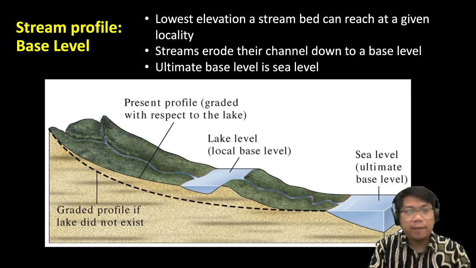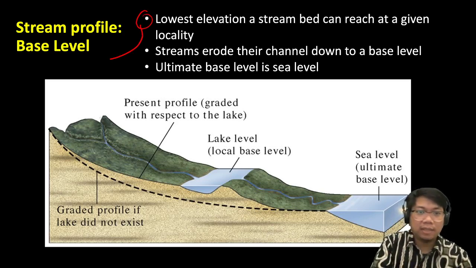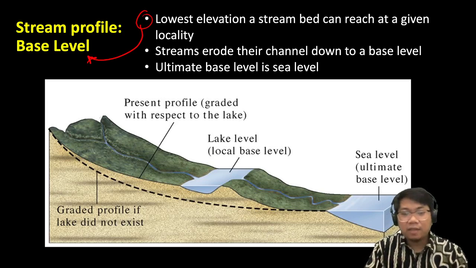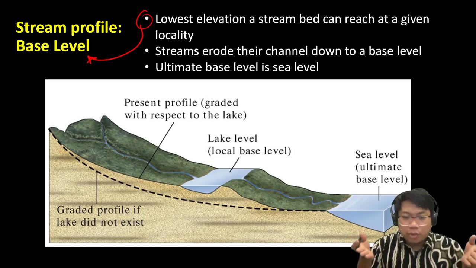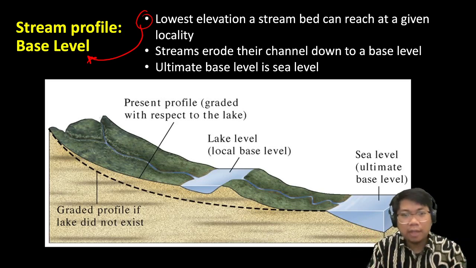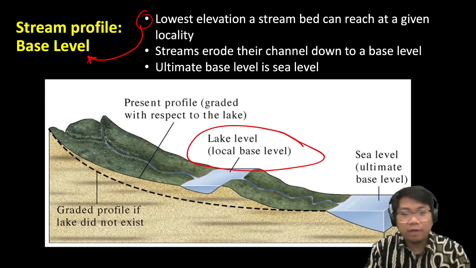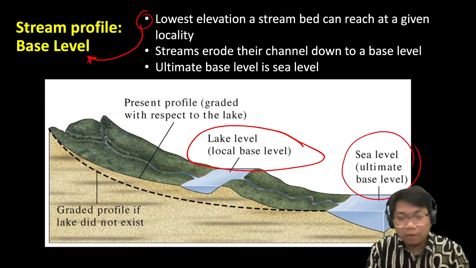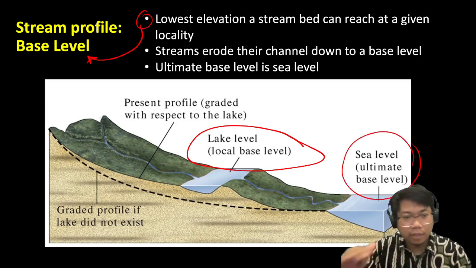Again, still about base level: the lowest elevation of a stream bed can reach at a given locality. That is the definition of a base level. And every single stream and river strives to erode the ground down to the level of base level. Okay, and I've already mentioned before that the base level can be local. If there are big lakes present in that region, it could be the local base level for the streams that are flowing in that region. However, ultimately, the base level of every single river on the surface of the earth is the sea level, okay, the ocean level, or where you have the beach.